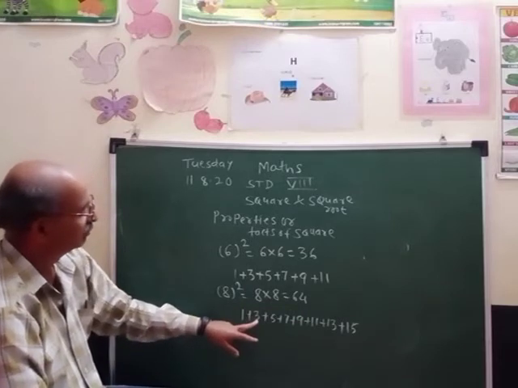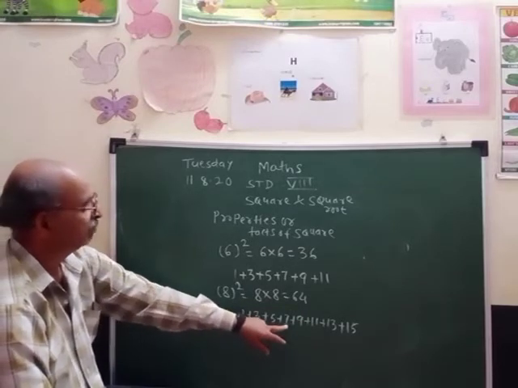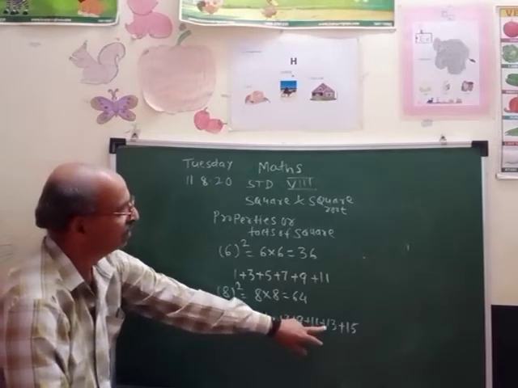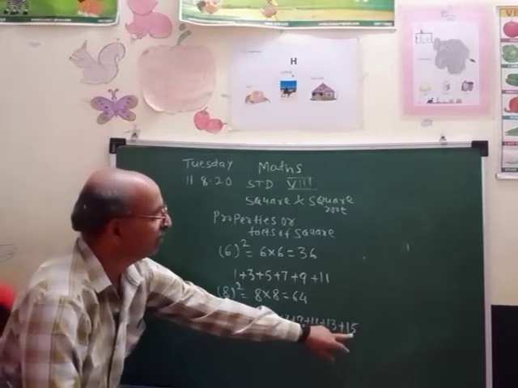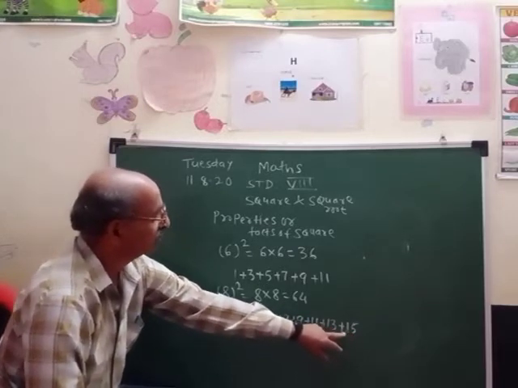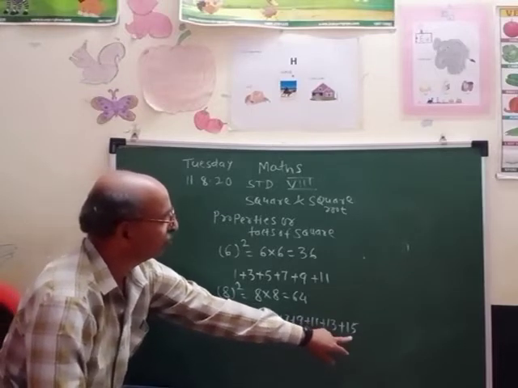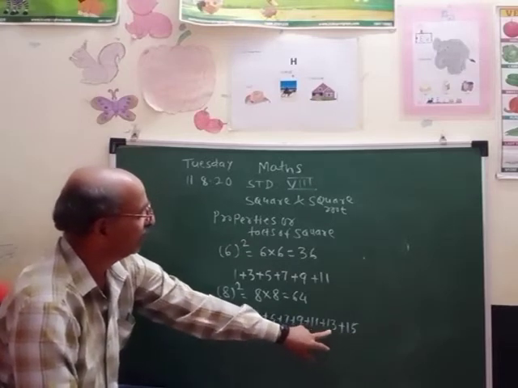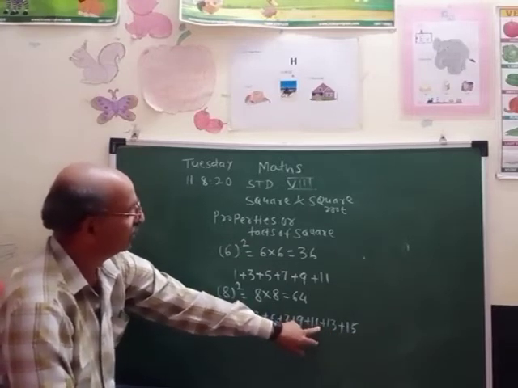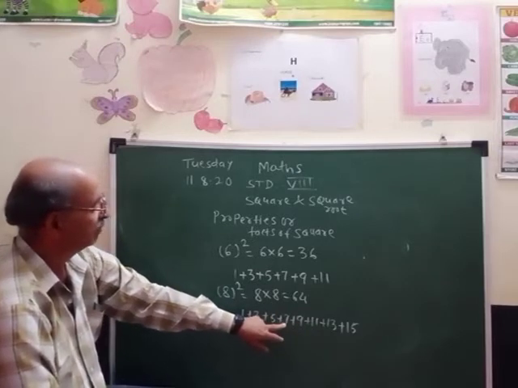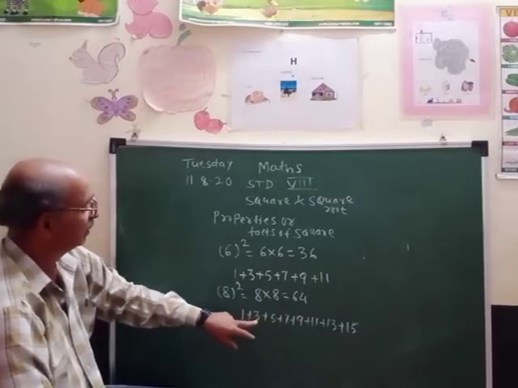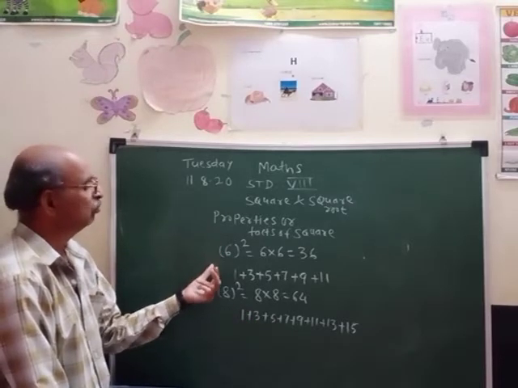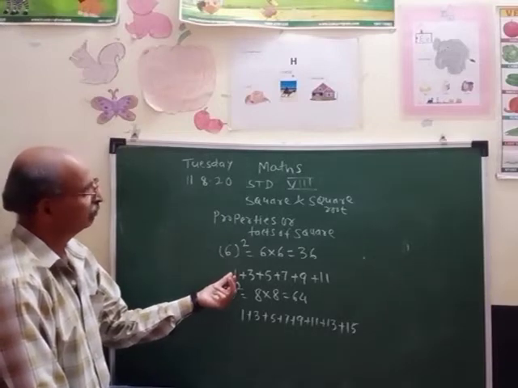Now you check: 1 plus 3 is 4, 4 plus 5 is 9, 9 plus 7 is 16, 16 plus 9 is 25, 25 plus 11 is 36, 36 plus 13 is 49, 49 plus 15 is 64. So the square of any number is equal to the sum of the first odd numbers.